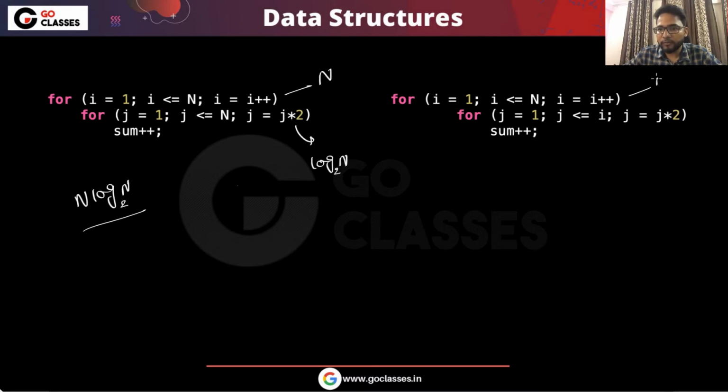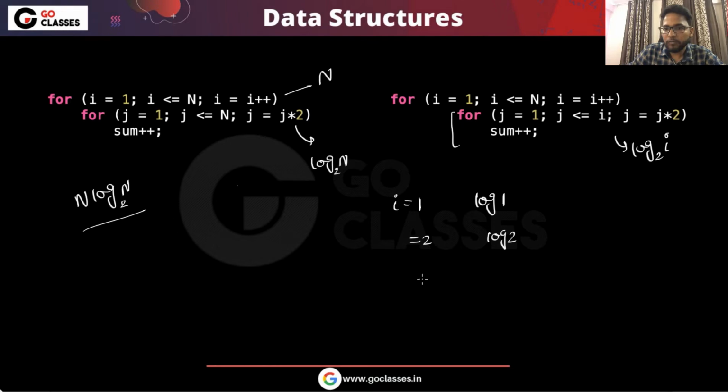Okay, let's see this example. Here the first for loop is running n times, but the second for loop is actually dependent on i. So I think it is better to unroll. Let's just unroll this. In general for i, it is running log i times, log base 2 i times. So for i equal to 1, it will be running log 1 times. For i equal to 2, it will be running log 2 times. For i equal to 3, it will be running log 3 times, and similarly for i equal to n, it will be running log n times.